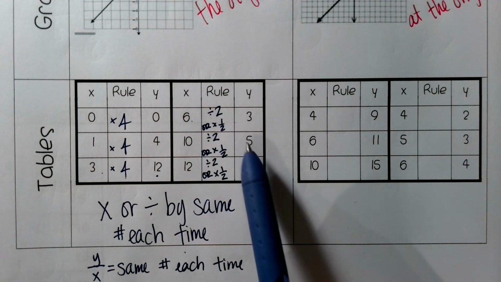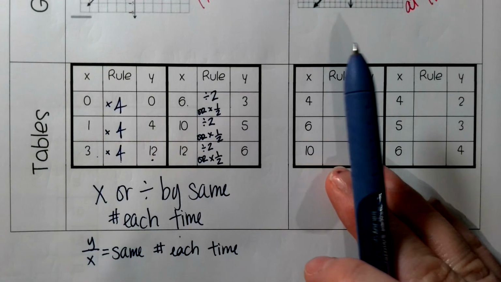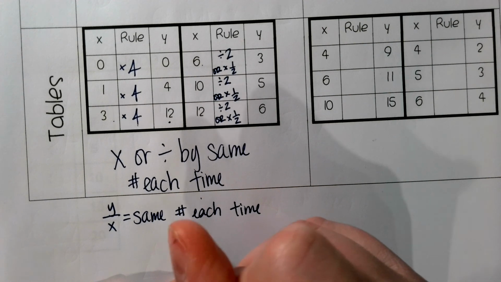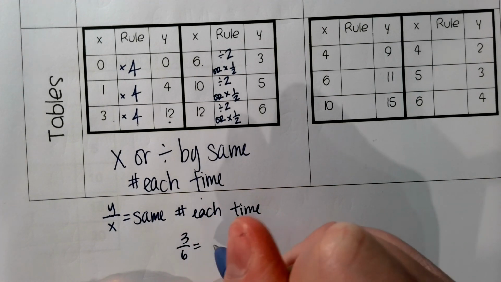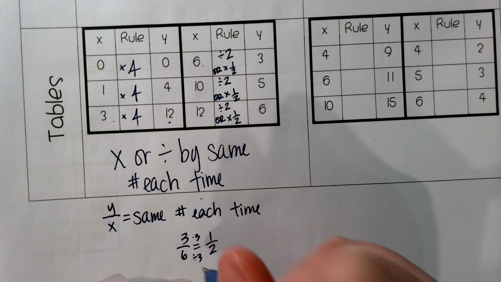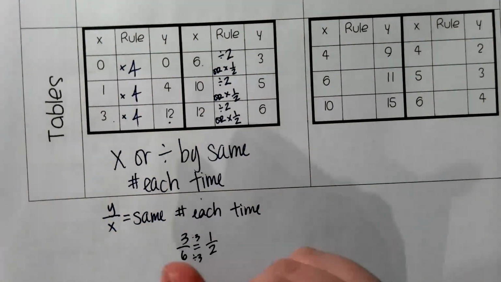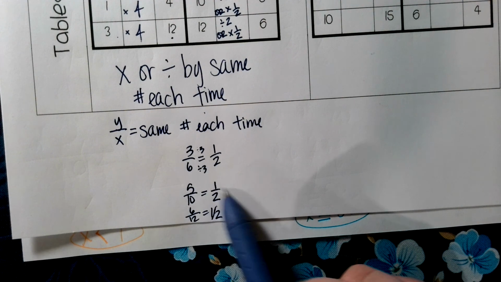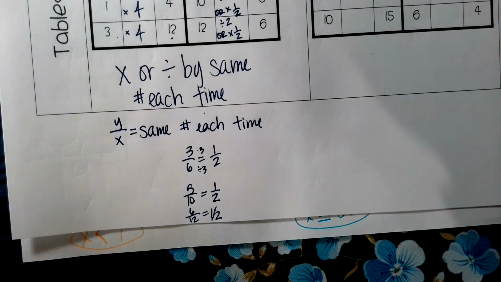So for example, if I look at this one, the second table, y divided by x, 3 divided by 6 gives me 1/2 because I can divide both those by 3. 5 over 10, that simplifies to 1/2. 6 over 12, that simplifies to 1/2. I get the same number every time I simplify. Those things are not true over here.